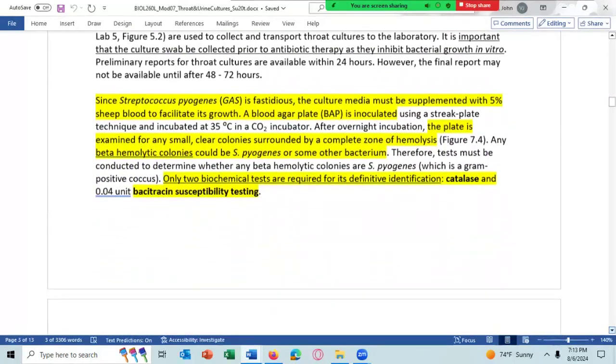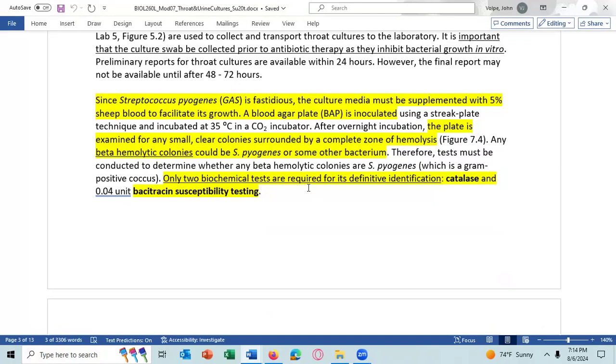Because Streptococcus pyogenes is fastidious, the culture medium of choice is blood agar. That is TSA supplemented with 5% sheep's blood. And then the red blood cells supply the chemicals or nutrients that Streptococcus pyogenes requires to grow.